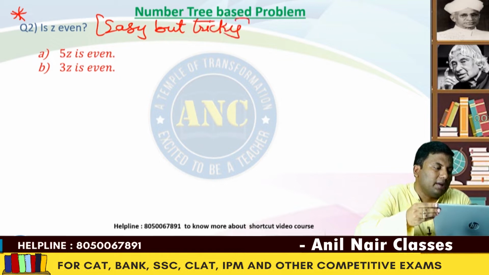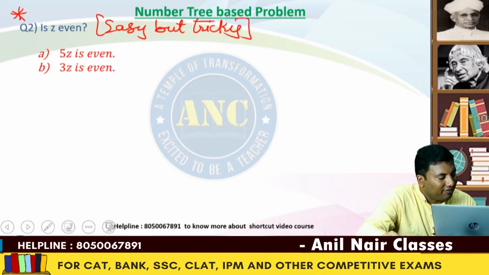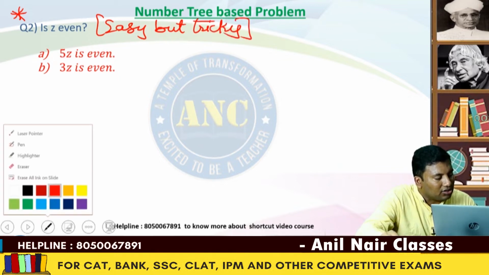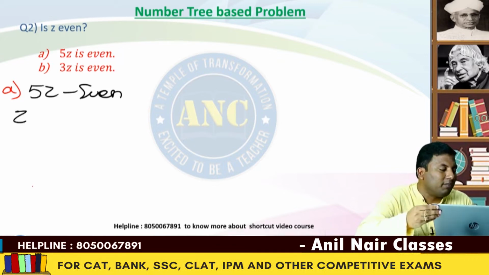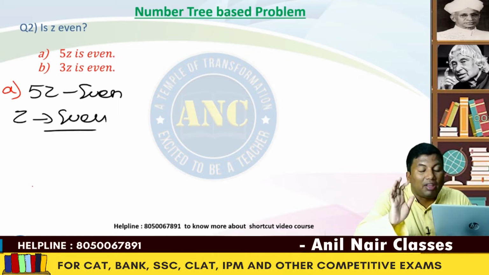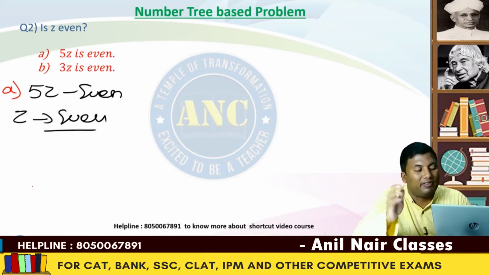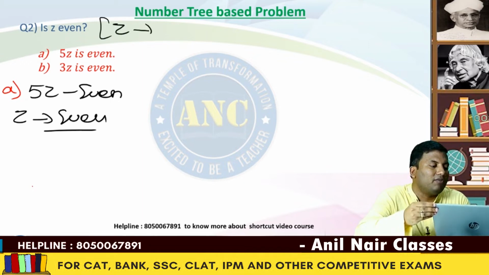Very easy but tricky question. 5z is an even number. Most of the students who have not listened to my basics will take z as an even number, which I told you: if nothing is specified about a variable, that variable will be a real number.